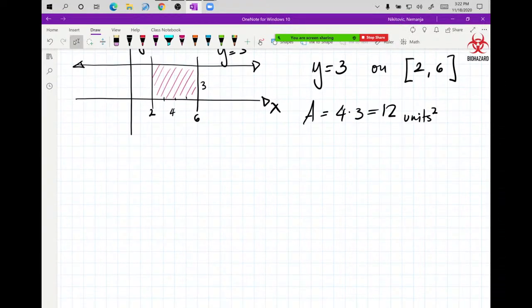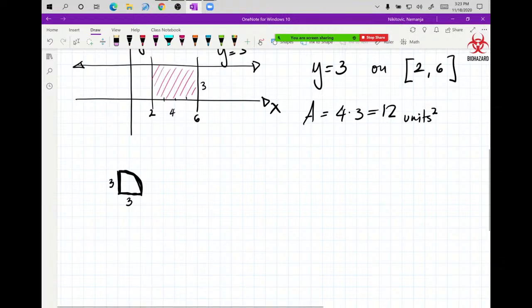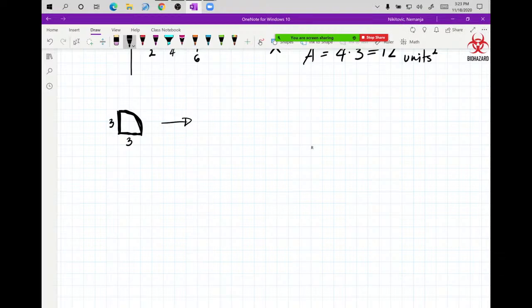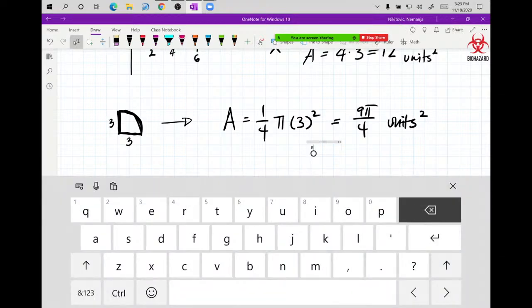Now, if you have a quarter of a circle, and the lengths over here are, let's say, 3 and 3, the area in this case would be 1/4 of pi 3 squared, which would be 9 pi over 4 units squared.